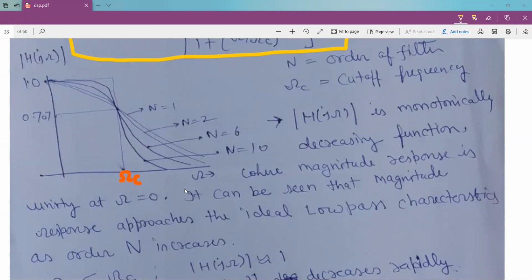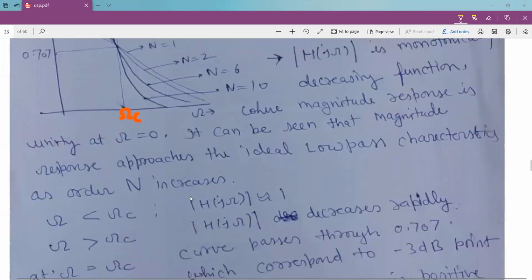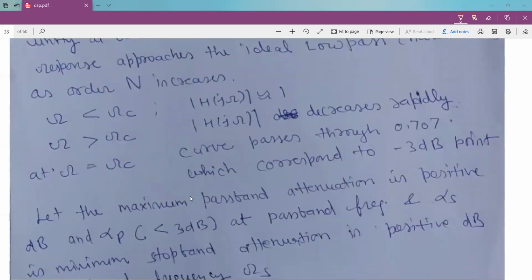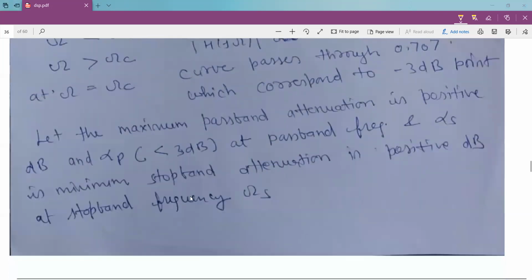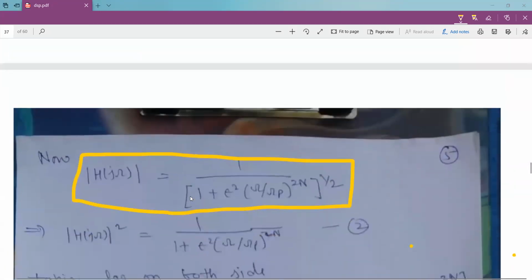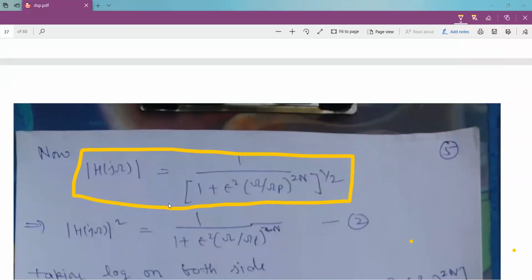Now we will come on to the specification, and let us suppose the given specifications are like that, where alpha p is the maximum allowable amplitude in the pass band and alpha s is the minimum stop band attenuation. For that, pass band frequency as well as stop band frequency is also given in the specification. So there is one more expression for the magnitude response of the Butterworth filter, and it is illustrated in equation number 2. Now it is highlighted here.